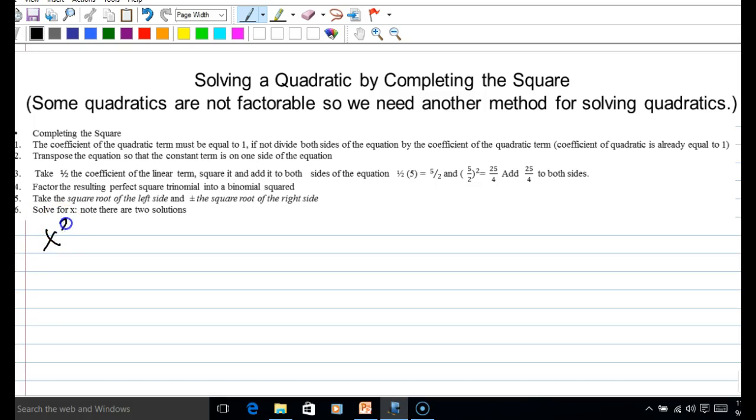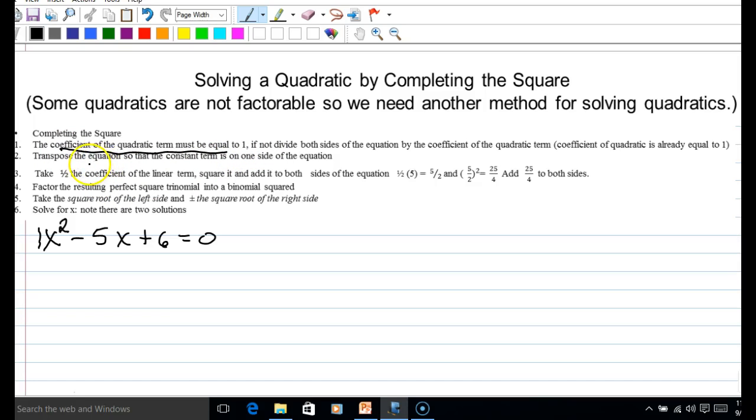So we're going to start with a fairly simple one. x squared minus 5x plus 6 is equal to 0. Now here I've outlined the steps for solving a quadratic by completing the square. The coefficient of the quadratic term must be 1. And here the coefficient of the quadratic term is understood to be 1. If it's not equal to 1 and you're going to complete the square, then you have to divide each of these terms by whatever the coefficient of the quadratic term is so that it becomes 1. So step 1 is already done for us because the coefficient of the quadratic term here is equal to 1.